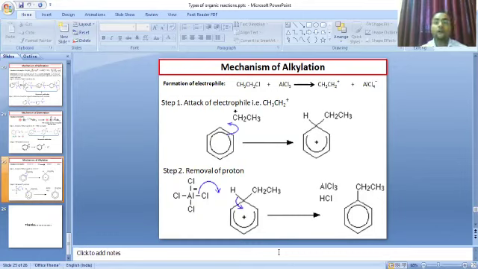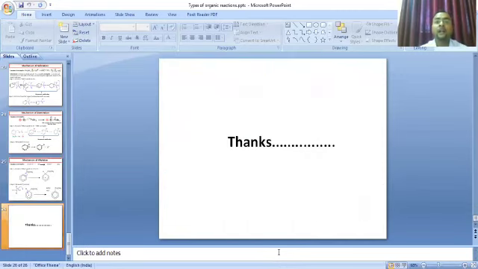So our product is easily formed, and electrophilic aromatic substitution reactions occur in 2 steps. Whether it is nitration, alkylation, bromination, or sulfonation, the mechanism is almost the same. The electrophile first attacks the benzene nucleus to give the resonance stabilized structures, and in the second step, the fast step, the proton is easily removed to get the desired product.